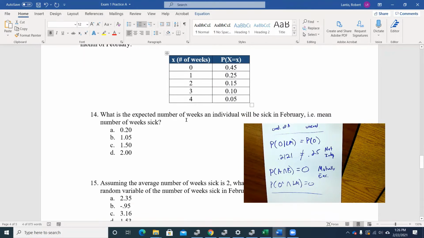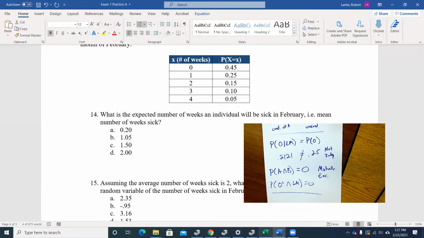But if I want an expected number of weeks, or the mean number of sick weeks in February, how could I find that? Well, I don't want to simply use the general mean equation, which is add up these numbers and divide by the number of numbers I have. If I do that, I'm ignoring the fact that it's much more likely I'm not sick in any week than it is to be sick in all weeks, right? So I've got these different probabilities associated with seeing these different numbers of outcomes. And they're discrete, right? I have to be sick in 0, 1, 2, 3, or 4 weeks.